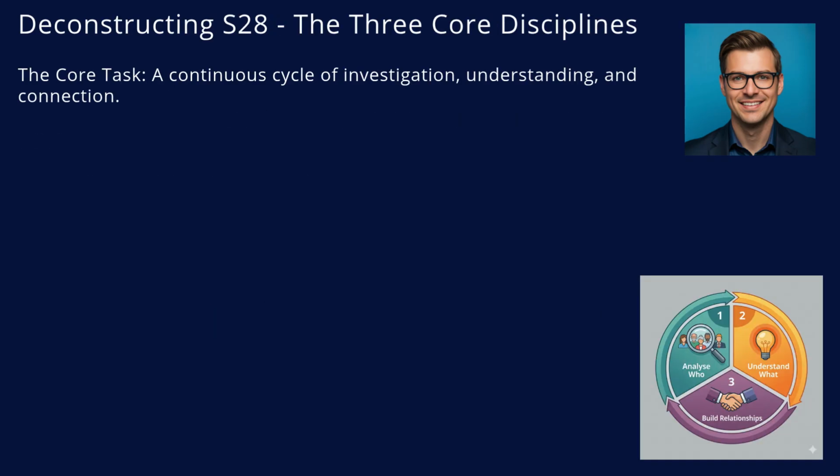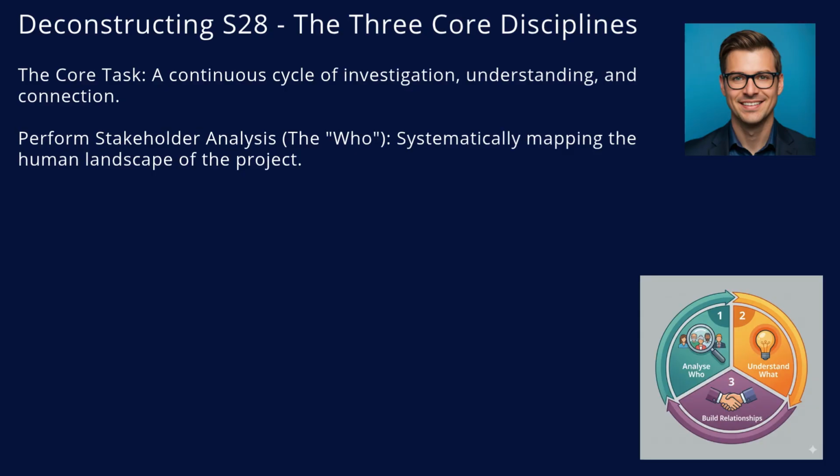Let us use my scaffold and ascent method to break this skill down into its three interconnected disciplines. I want you to view this not as a static list of tasks, but as a continuous cycle of investigation, understanding, and connection. First, you must perform stakeholder analysis. This is the who of the project. It is the systematic process of identifying everyone who has a stake in your project and mapping their power, influence, and relationship to the outcome.